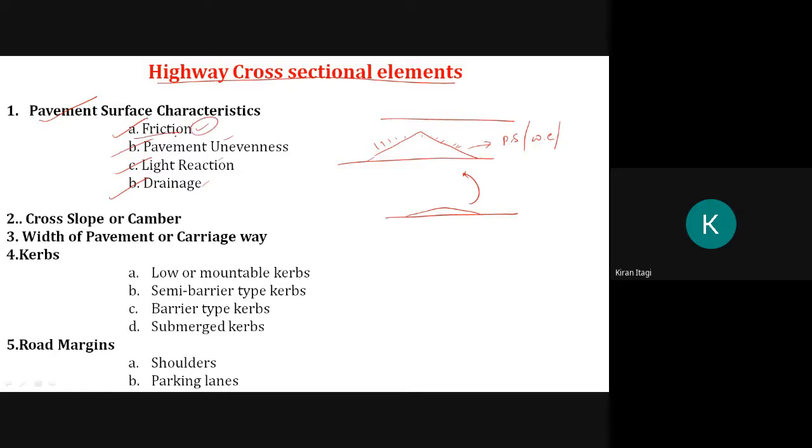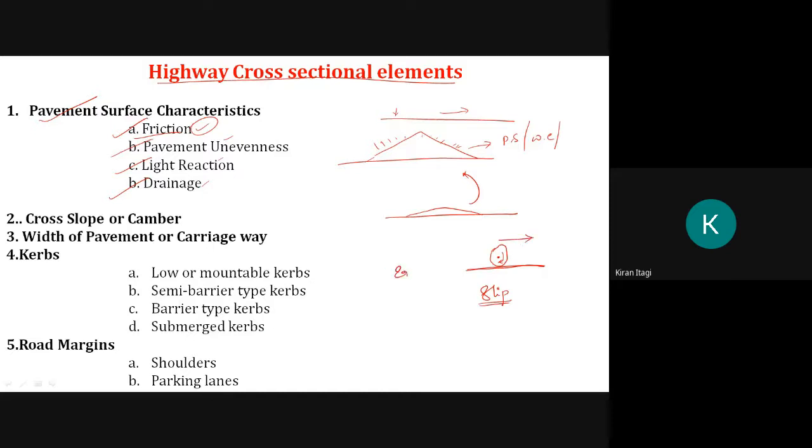Starting with friction. Friction means there should be a minimum friction between the tire and the road. Otherwise, there will be a slip. Do you know what we mean by slip and skid? So this is your wheel, and this is your surface. What do you mean by slip? Here, slip means the rotational movement will be there. Your wheel will be rotating, but it will not move further.